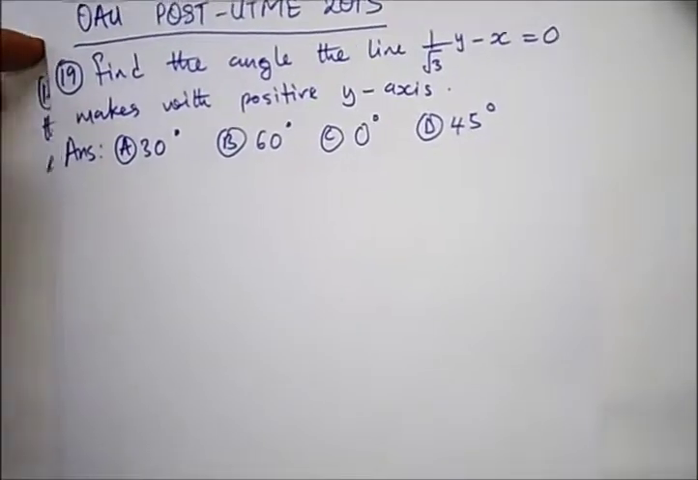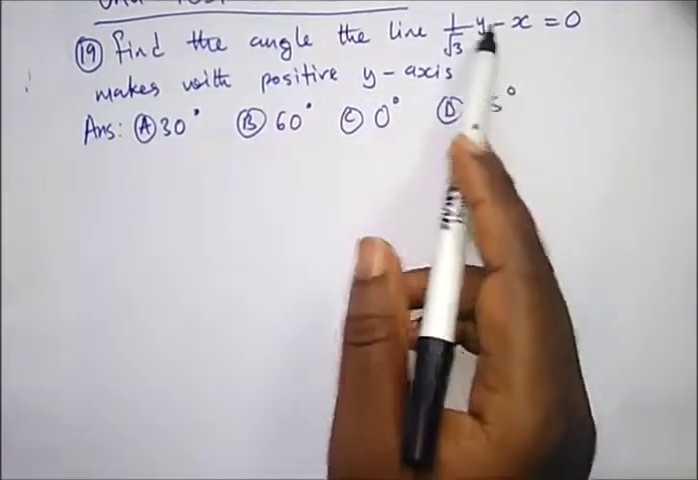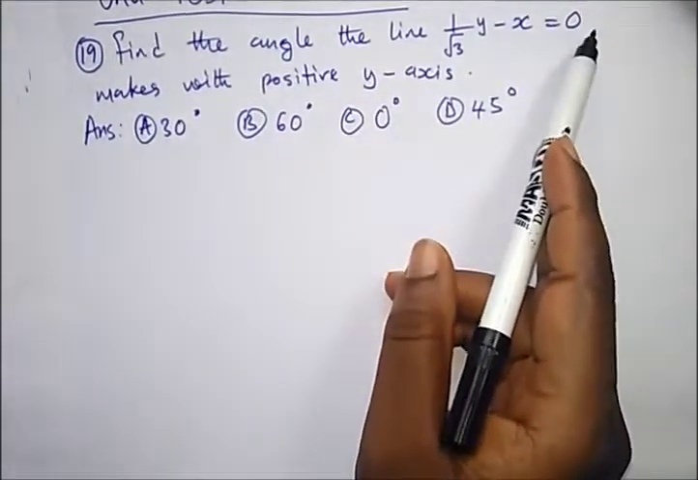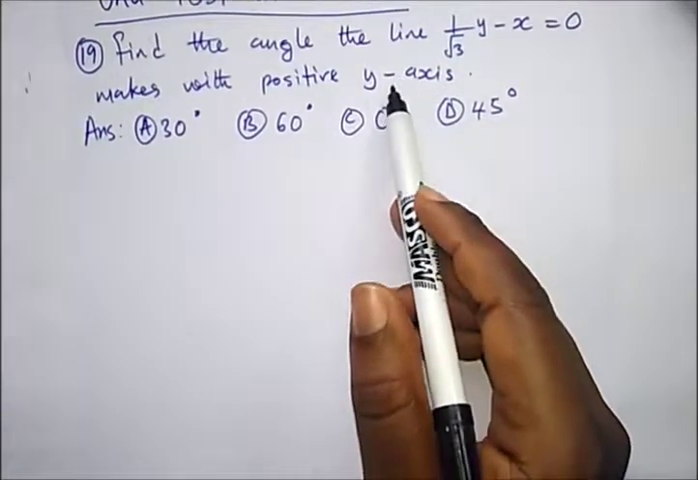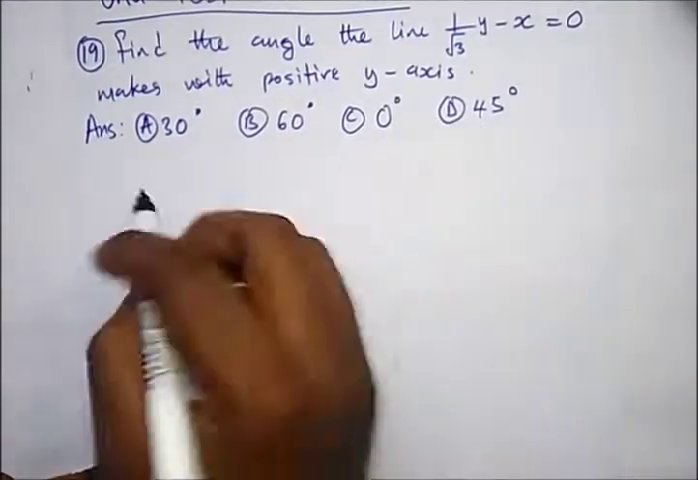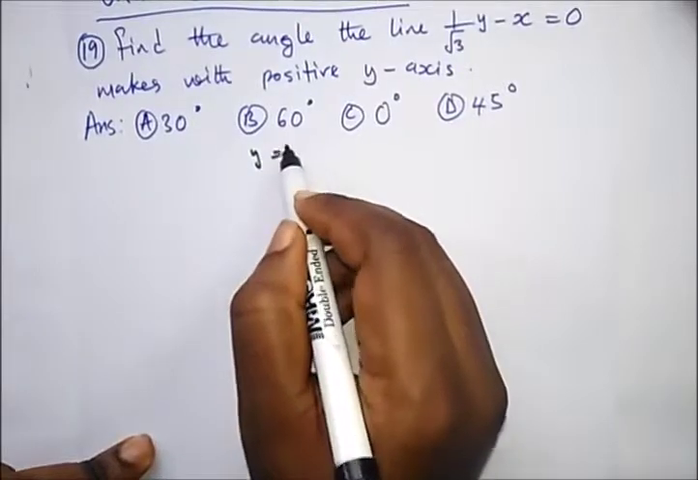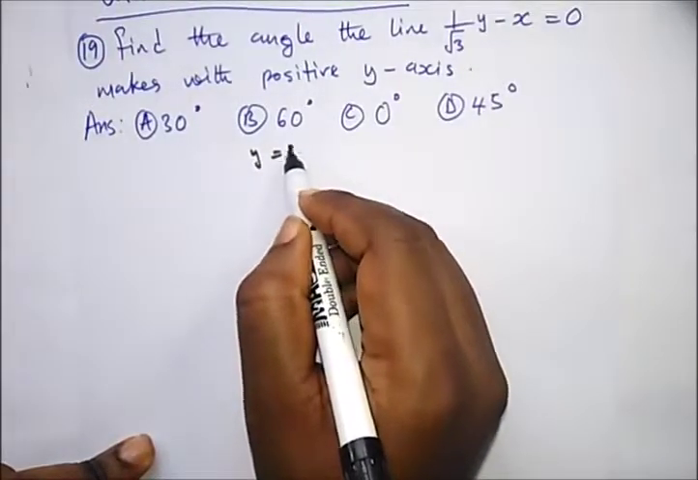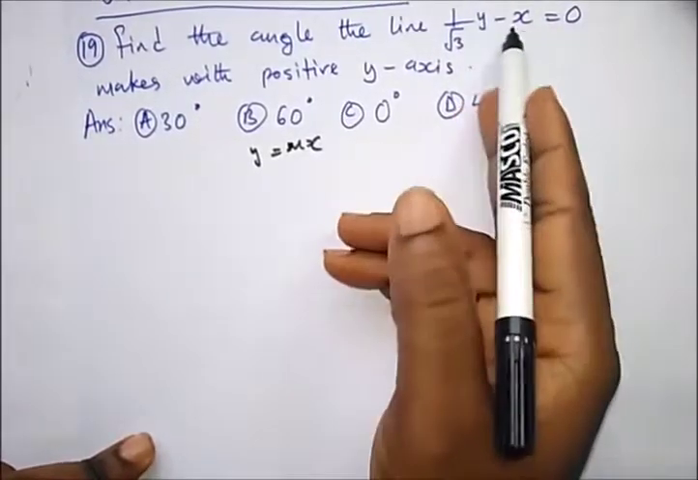It's a long video. Our next question says find the angle the line of this is equal to 0 makes with the positive y axis. All right, so all we need to do here is to change it to y is equal to mx. So that's making y the subject of the formula from this equation.